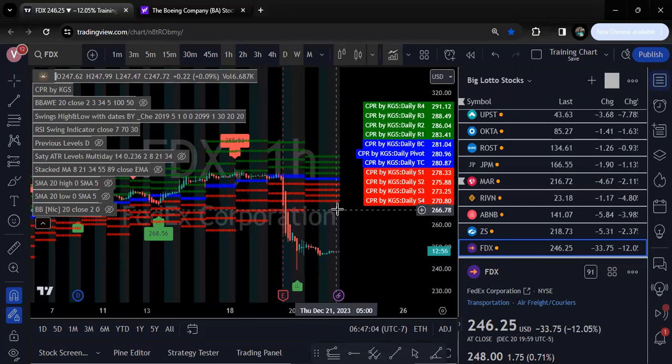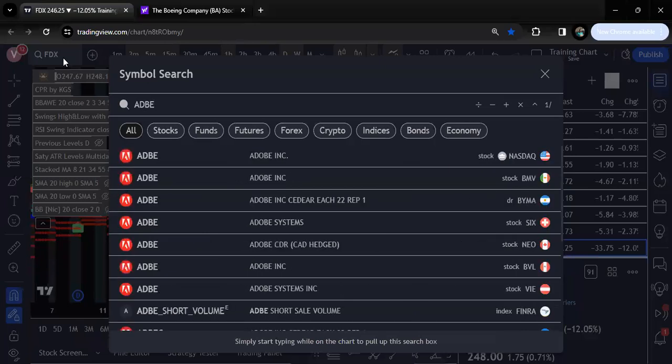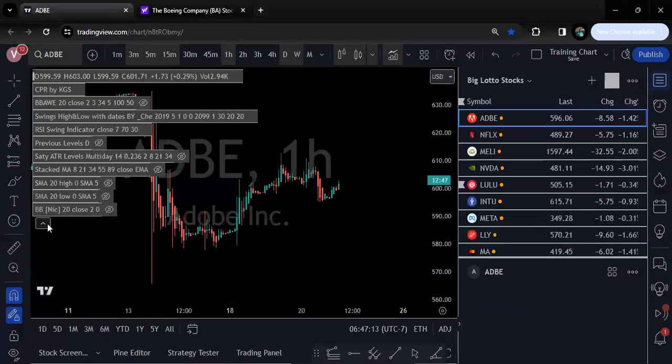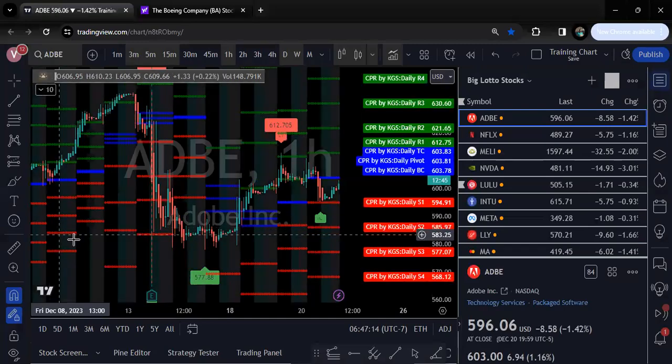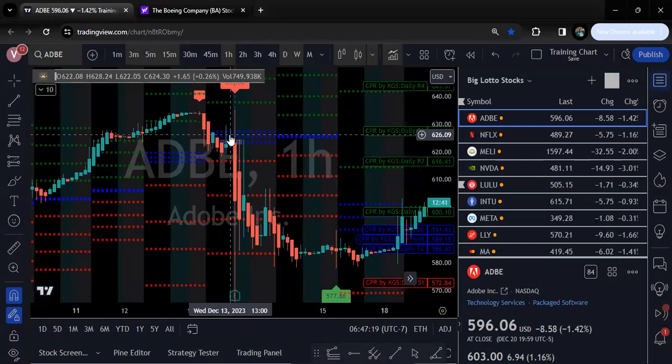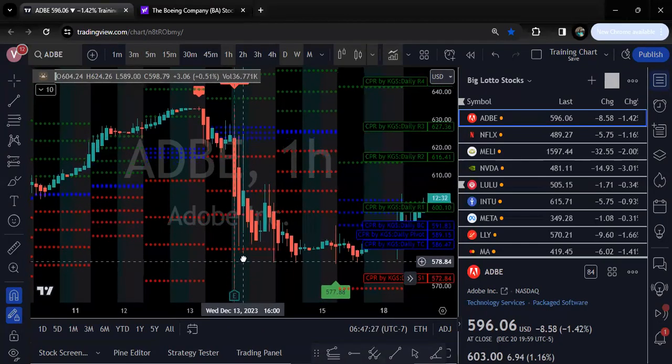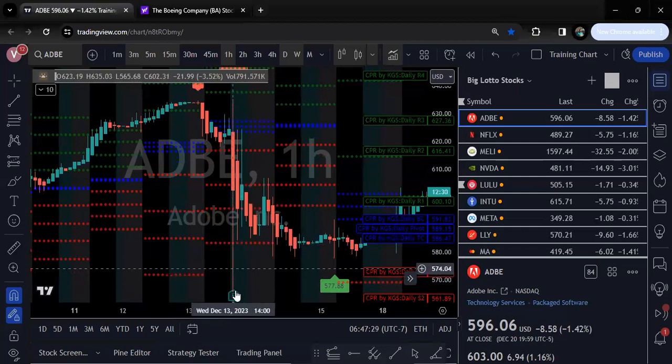Okay? But if you look at ADBE, when it reported earnings, these were the daily levels. It's a big ATR stock. So these were the levels. And you see this week, it broke below the S4.